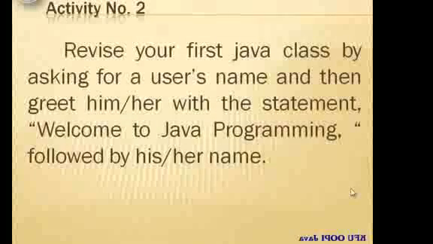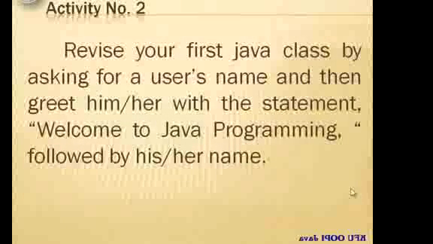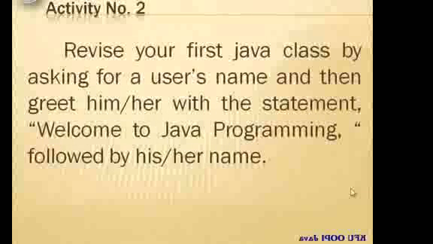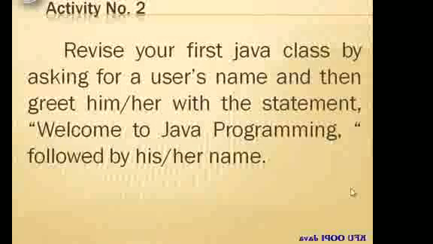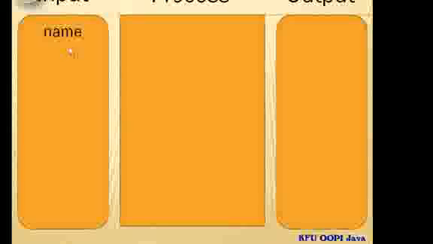We will try to improve our first Java class by doing activity number 2. We will revise our class by asking for a user's name and then greet him or her with the statement, Welcome to Java Programming, followed by his or her name. This time, we have an input, and that is the name of the user. So we will use the variable name to enter the user's name. There's still no process to do in this activity, but our output will change to the statement Welcome to Java Programming followed by a comma, and it will end with the name of the user.